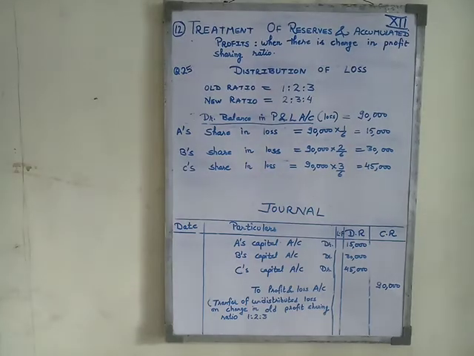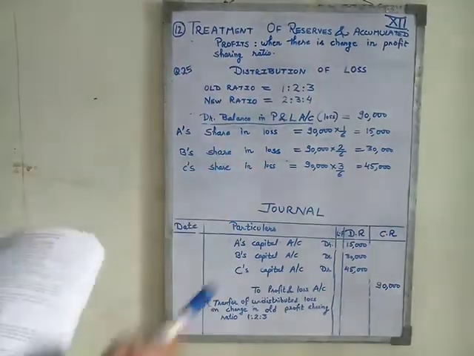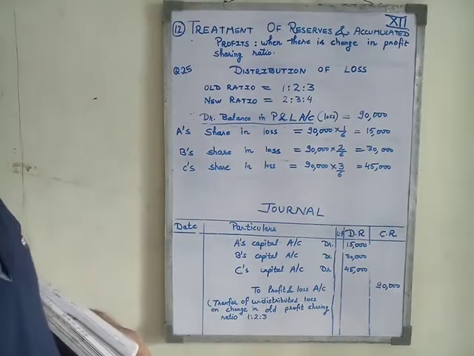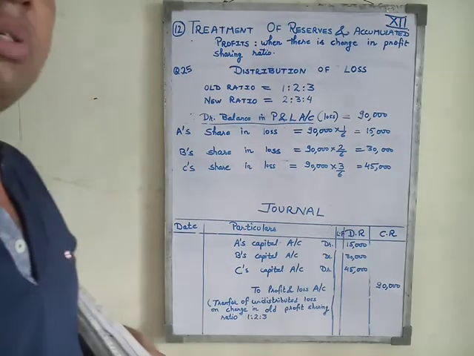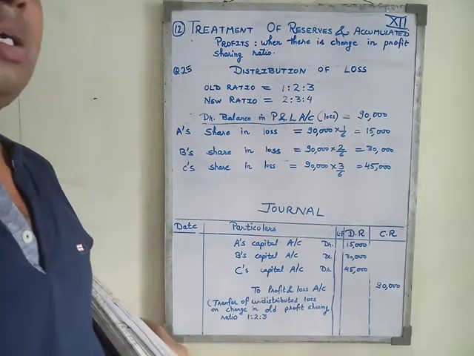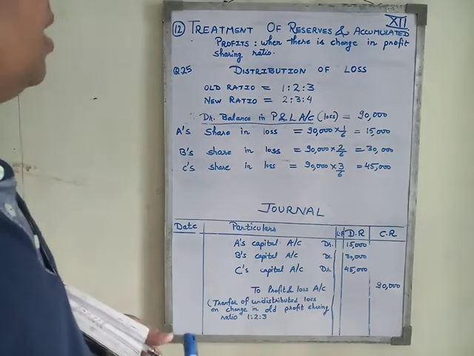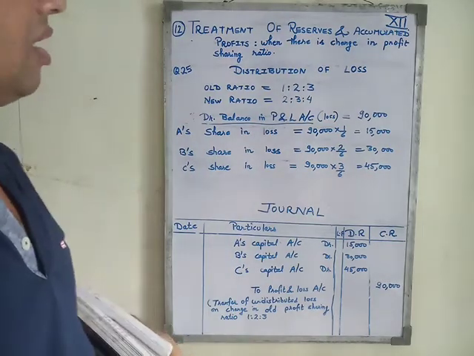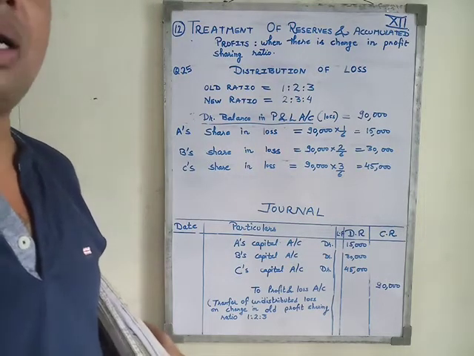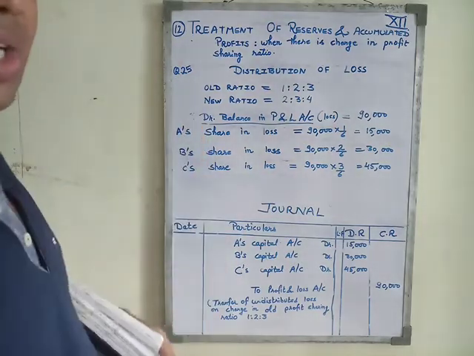The next question, question number 25, same topic, chapter number 2, treatment of reserve and accumulated profit where there is change in profit sharing ratio. Before this video we discussed how to distribute the profit, while it can be shown in the balance sheet at the time of change in profit sharing ratio. So in this there is a distribution of loss. That loss is shown at the asset side of the balance sheet, which is distributed to partners' capital account or current account. So we have to take question number 25 of the DK Goyal book.